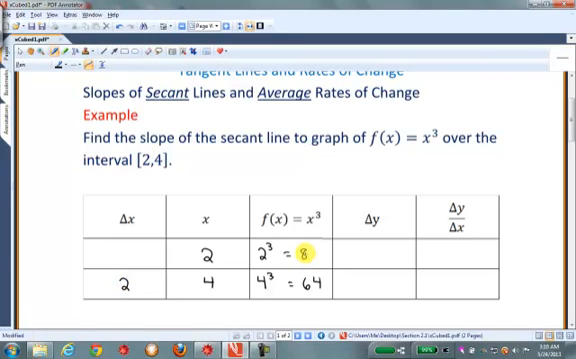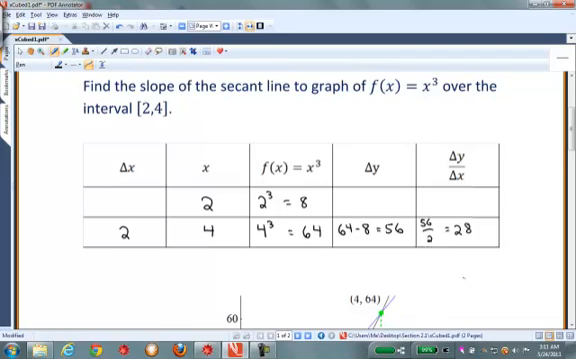On the other hand, f of x has changed from 8 to 64, so f of x has changed by 64 minus 8, which is 56. The rate of change in y with respect to x is the change in y divided by the change in x, so that would be 56 divided by 2, or 28.